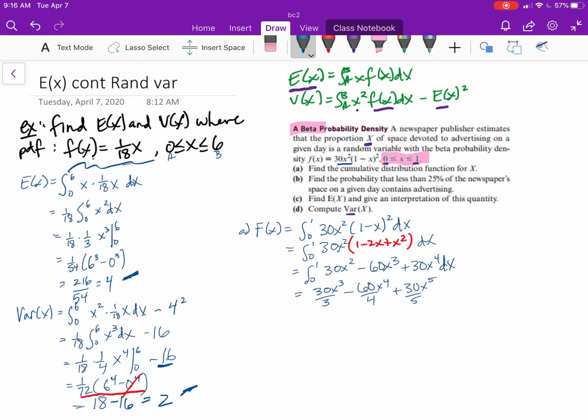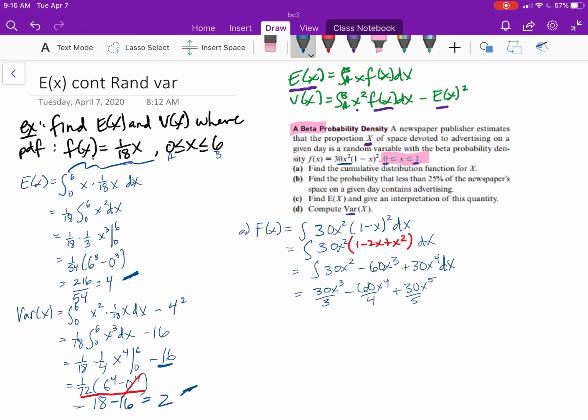And I need to backtrack a bit. If we range from 0 to 1, we should get the whole amount. My bad here, I just noticed that. I'm like, something doesn't look right.